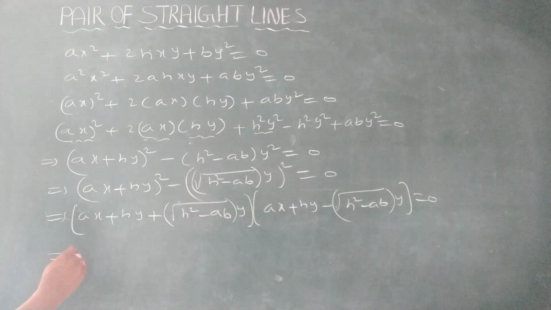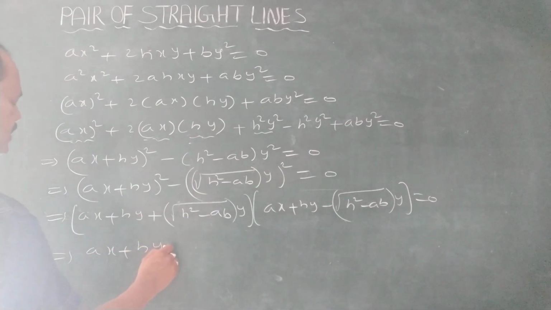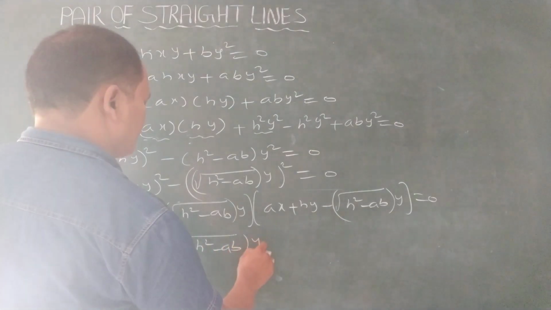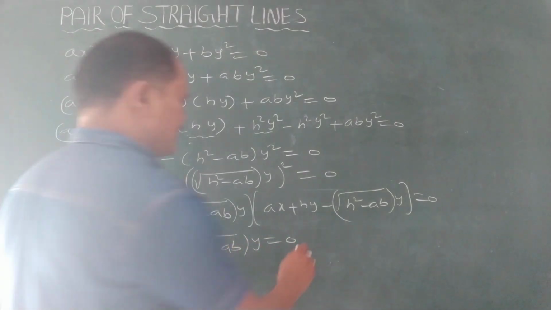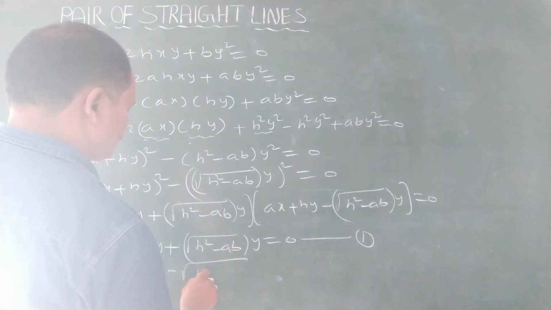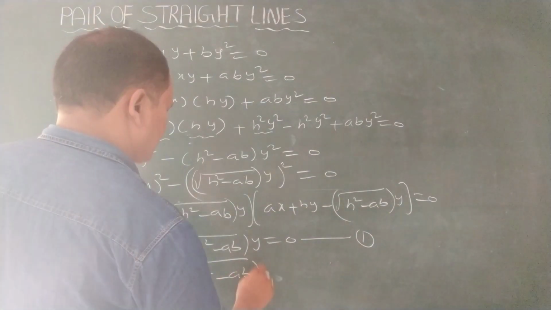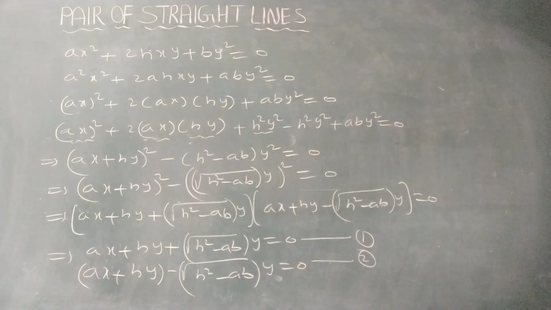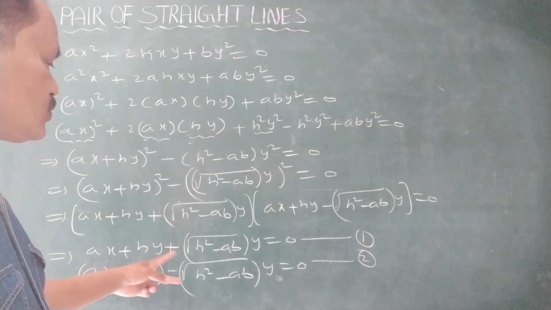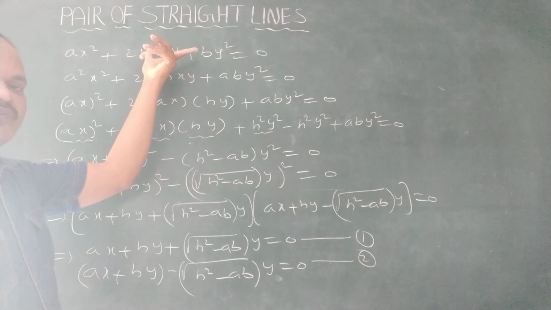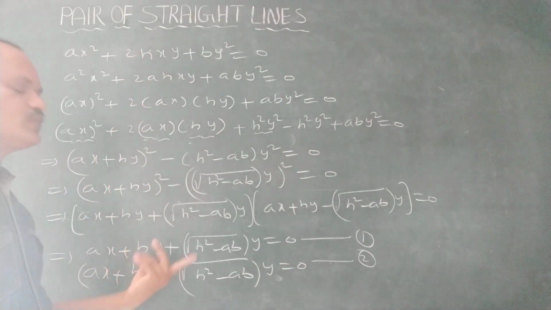Now we have to take ax plus hy plus square root of h square minus ab times y is equal to 0 as equation 1, and ax plus hy minus square root of h square minus ab times y is equal to 0 as equation 2. Are you clear? That means we have to split the pair of lines, the standard form of the pair of homogeneous equation, into two equations.